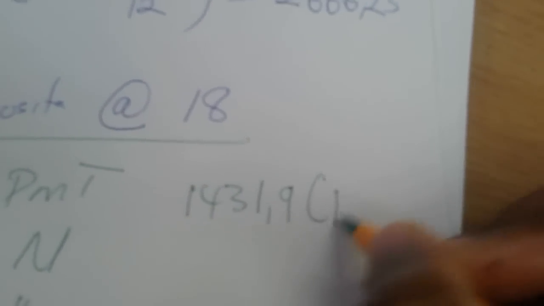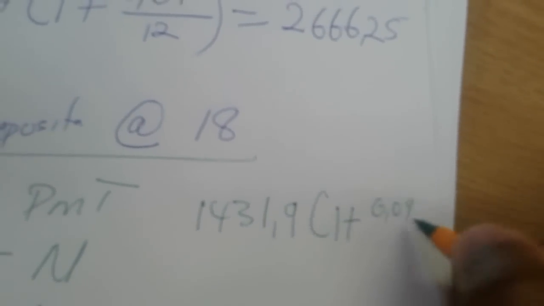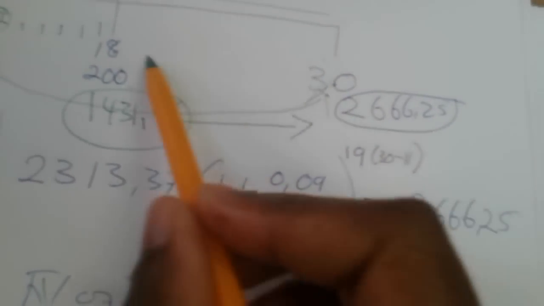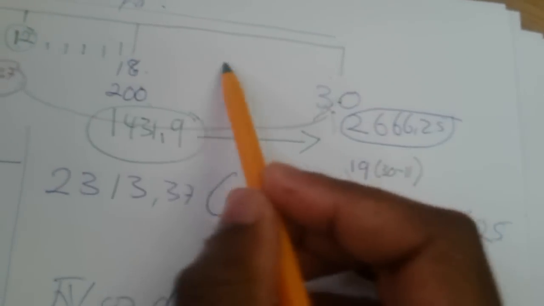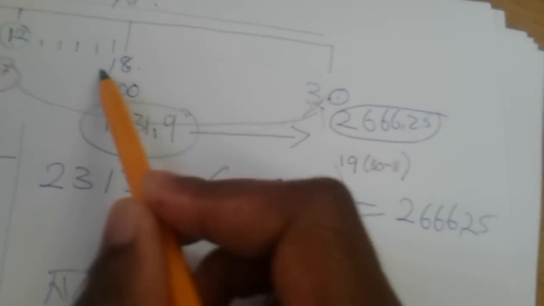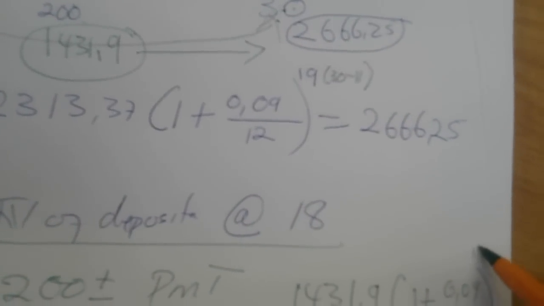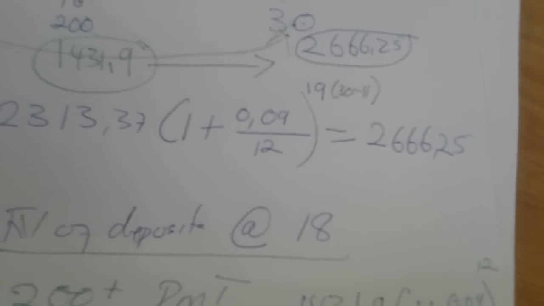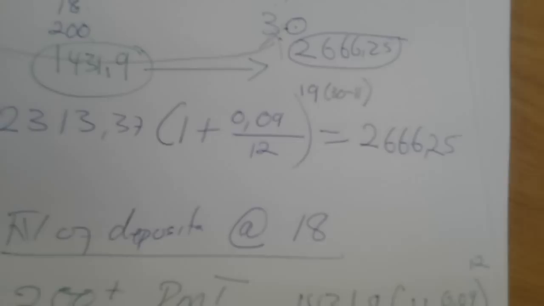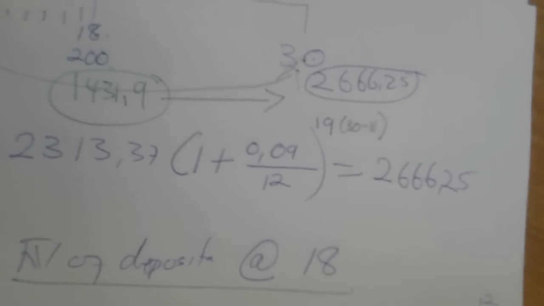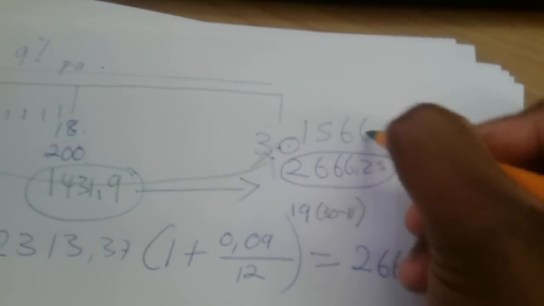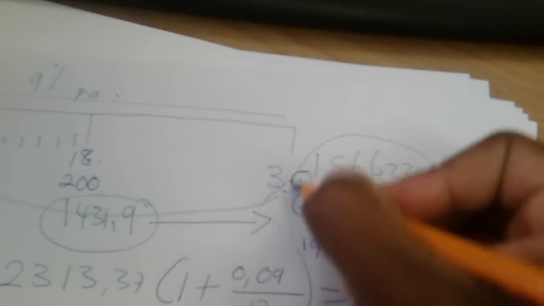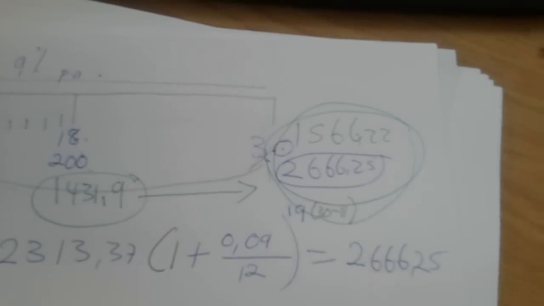1,431.90 into 1 plus 0.09 divided by 12 to the power of 30 minus 18. There's no need to go 1 month back, because there are no payments here. So you just say 30 minus 18, and that gives you 12. And your answer is 1,566.22. So in total, this is what you have at the end of month 30.